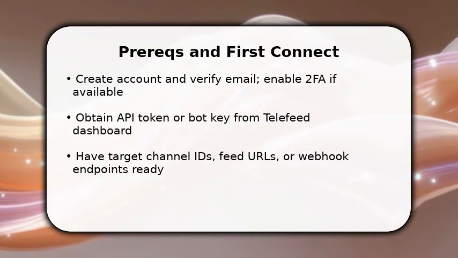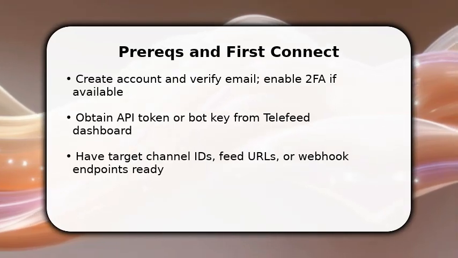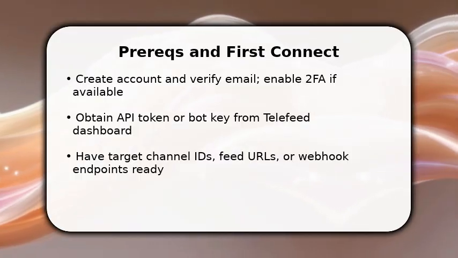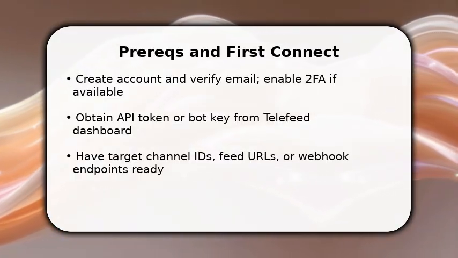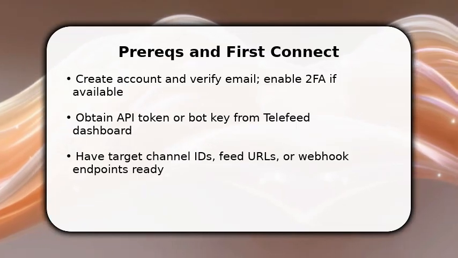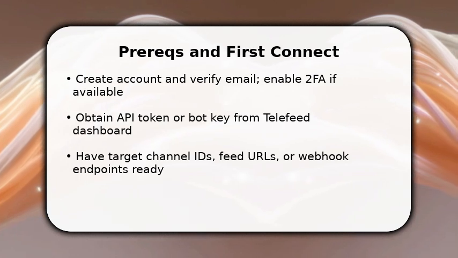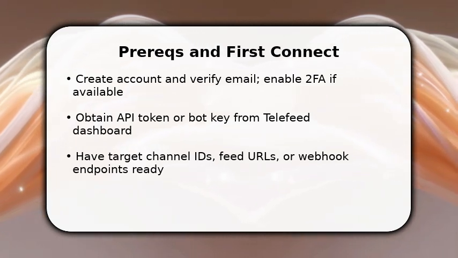Next, identify the channel ID or webhook endpoints where you want content routed and copy the feed URL or RSS sources. Once done, save credentials securely and test authentication with a single ping, so you know the bot can reach Telefeed's API before configuring rules.